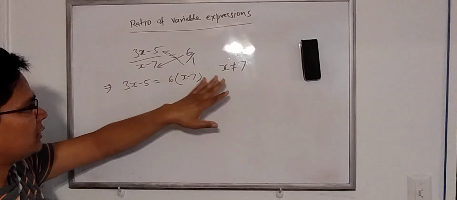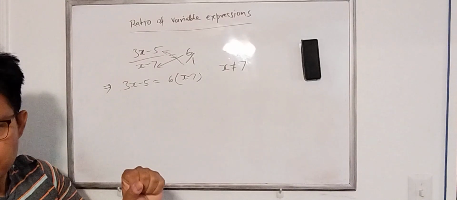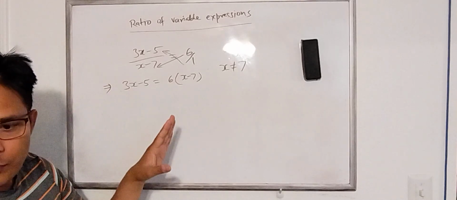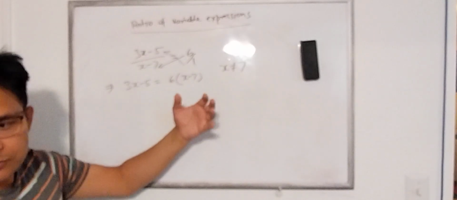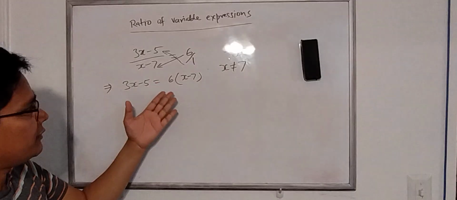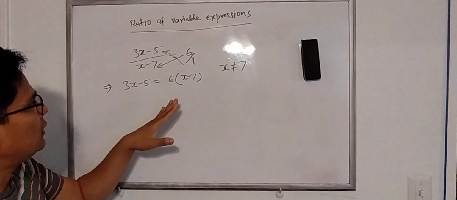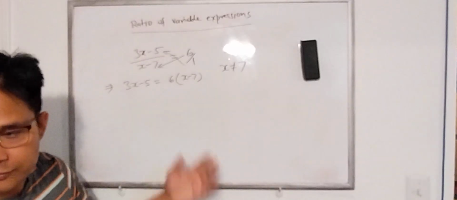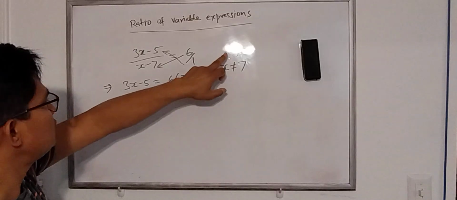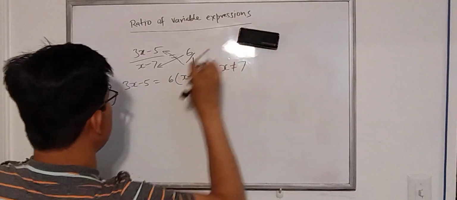But instantly, some of the questions might ask you: this is the equation, tell me what should not be the value of x. You can instantly say x should not be equal to 7. If you are asked to solve the equation, then you have to proceed further. But if it's just asking the value that should not be the value of x, you can say x should not be equal to 7, because it gives you a divide by 0 problem.